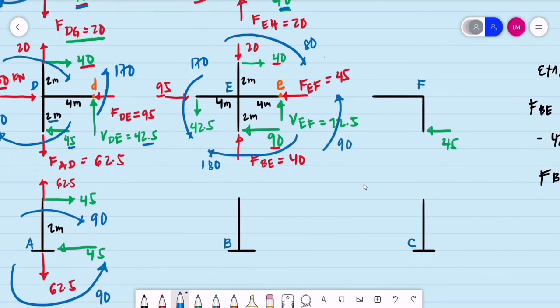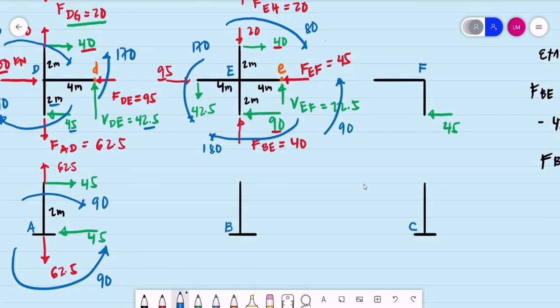Okay, so dito na tayo sa base B. So again, transferring the values. We have 40 kilonewtons this time, downward. So the vertical reaction at B should be 40 kilonewtons upward. Then for the shear, we have 90 kilonewtons to the left. Then the base shear at B should be 90 kilonewtons to the right.